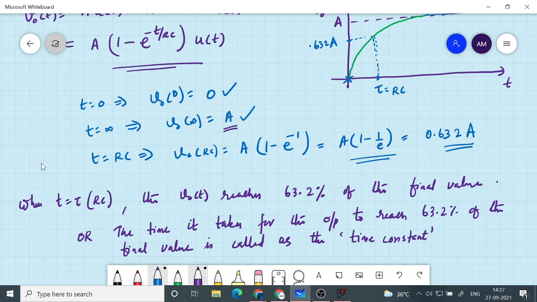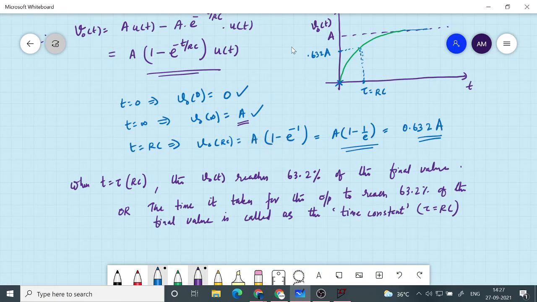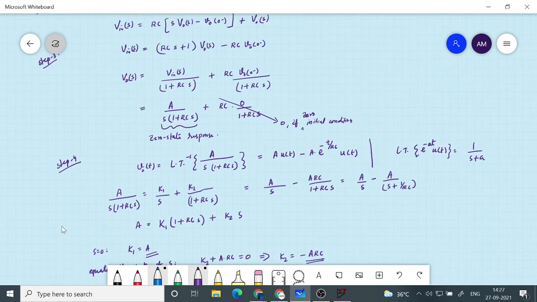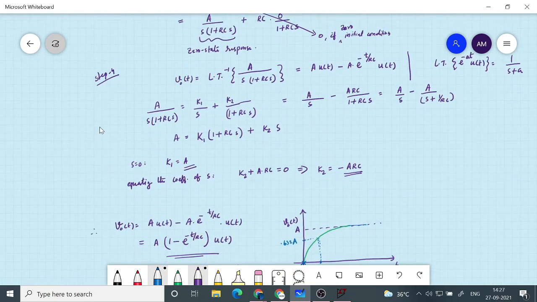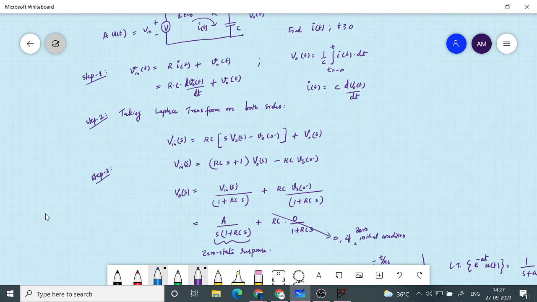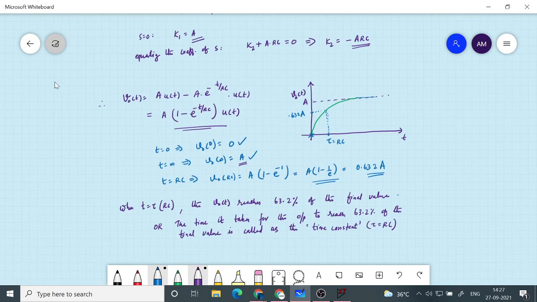That is called the time constant, or tau. In this particular circuit, this is equal to R into C. The same thing you can do with the inductor circuit, where it will come out as L by R. Okay, so this is the theory that you can discuss, but you don't need to show all these derivations in the lab report. This is for your understanding only. I have written this, but you should know how this expression comes, how it is derived.